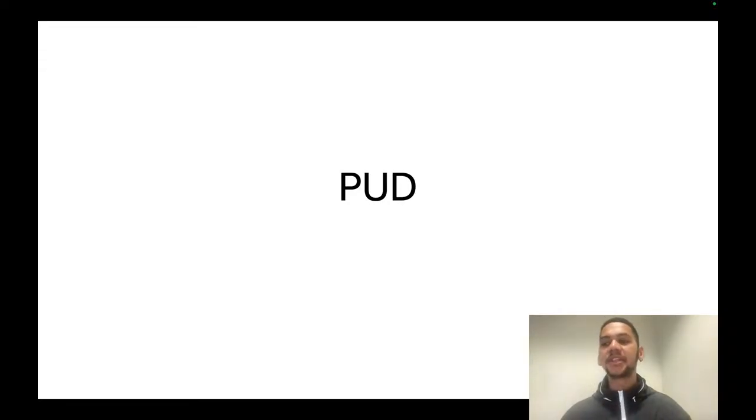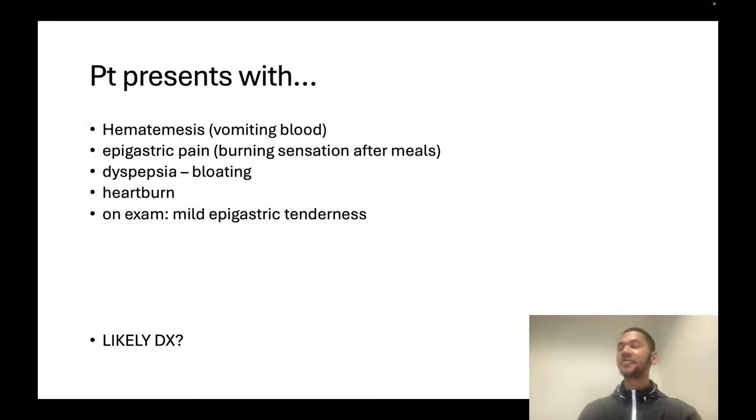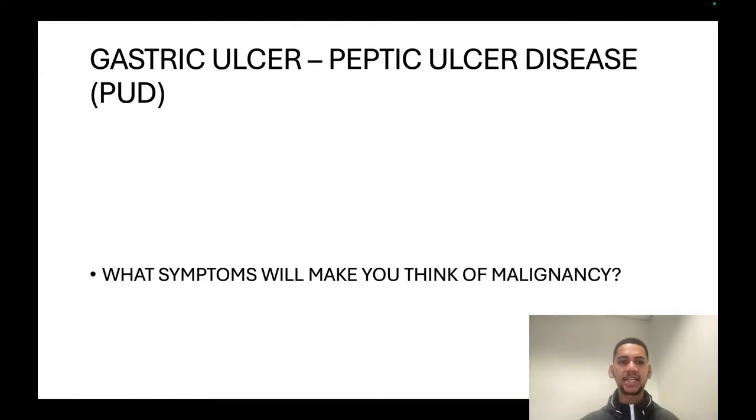Okay, hi everybody. So in this session, I'm going to speak about peptic ulcer disease. Let's say, for example, you have a patient presenting with hematemesis, vomiting blood, epigastric pain, burning sensation after meals, dyspepsia, bloating, heartburn, and on examination, you find mild epigastric tenderness. Now, the likely diagnosis is that of peptic ulcer disease, right? Or more specifically, you can say a gastric ulcer, okay?